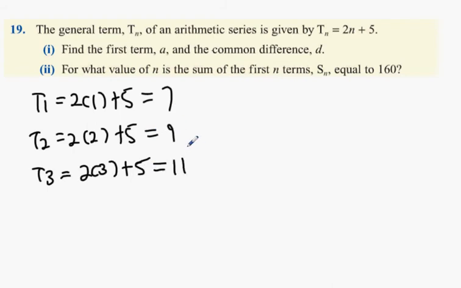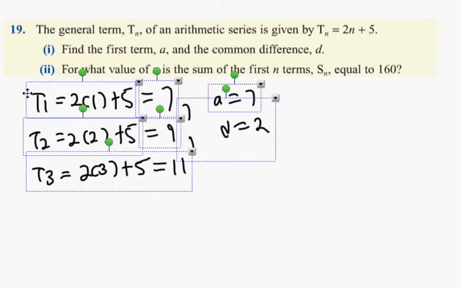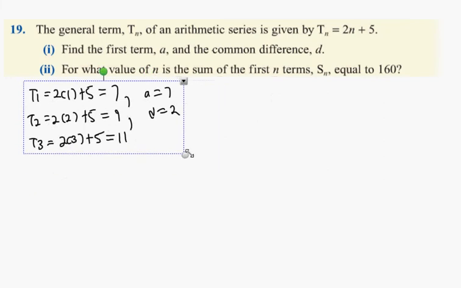So you can see that your first term is 7, so a equals 7, and your common difference between each one is going to be 2. So that's where you get your a and d value from. Okay, so your a and d value there.